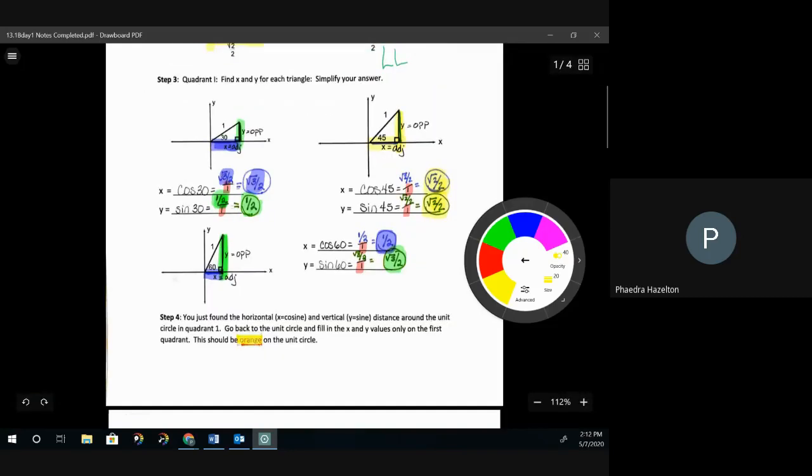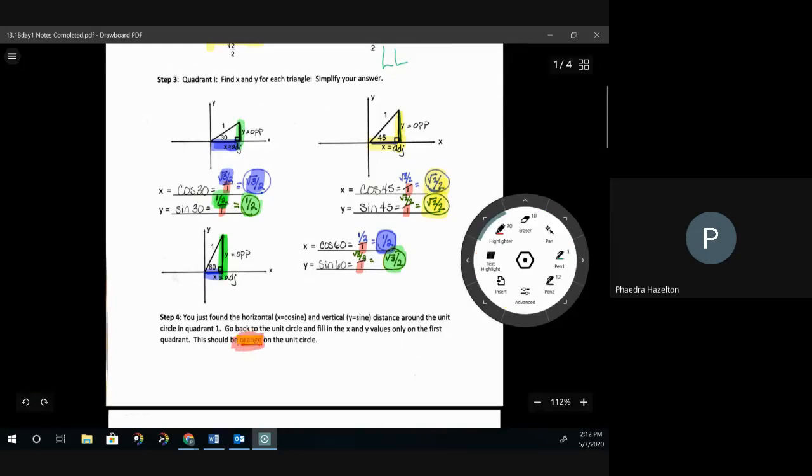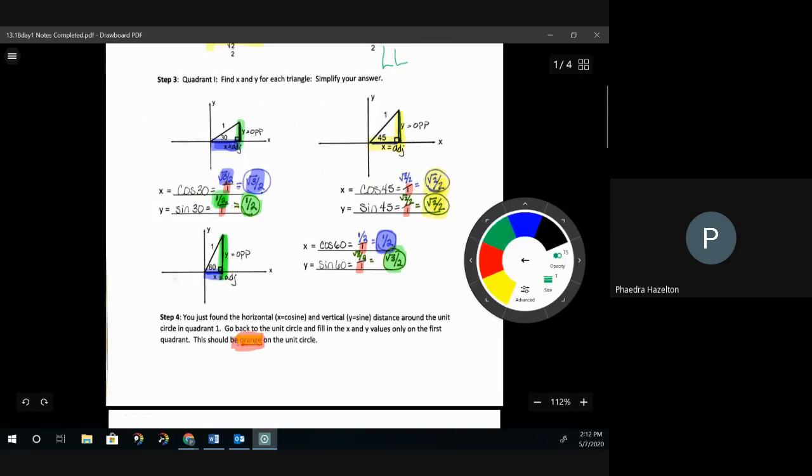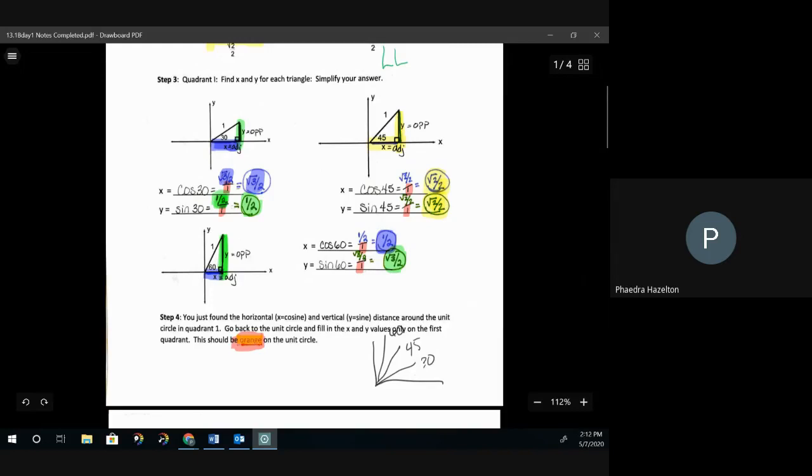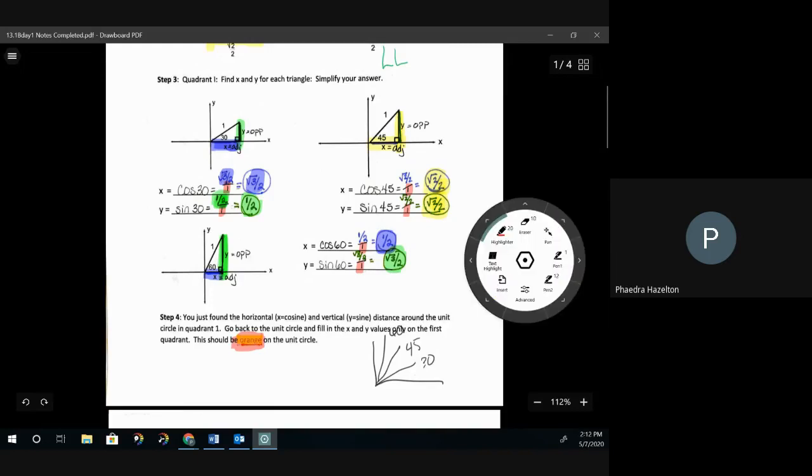So the next thing is, now you're going to go back, you just found the horizontal. You're going to go back to that unit circle and fill out the orange part of the special right triangle of that unit circle. You're going to fill in the parts where you have 30, 45, 60, and then fill in those little orange sections right there for X and Y. So that's what you're going to have to do for this one.